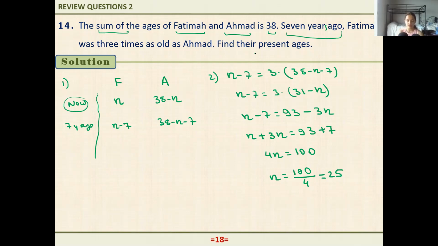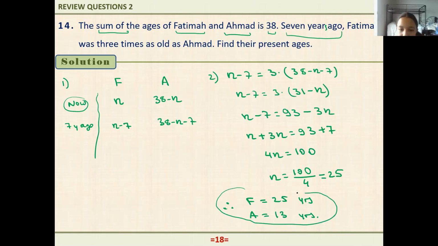Good. So it says find their ages. Now I should write here, Fatima's age, now she is 25 years old. And how about Ahmad? 38 minus 25. 13. 13 years old. Okay? How to do it? That is the answer.